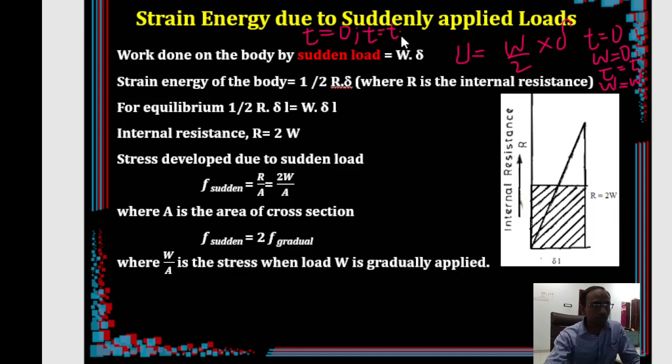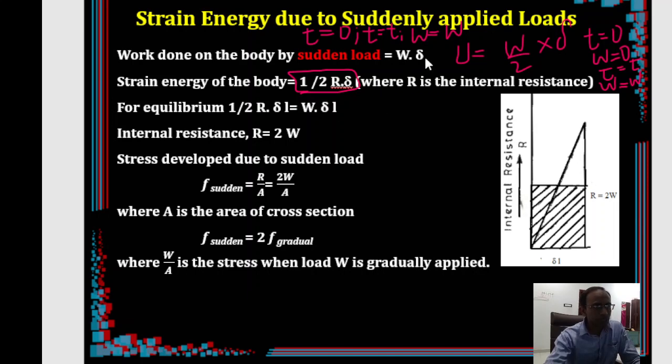In both cases, W is W only. That's why the average load also becomes W. So average load times deformation is the work done. So you got that. So the strain energy developed by the body is the same, either it is a gradually applied load or a suddenly applied load. Both cases it is the same, right?